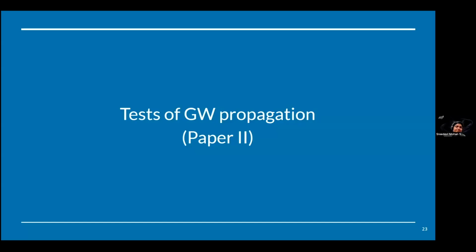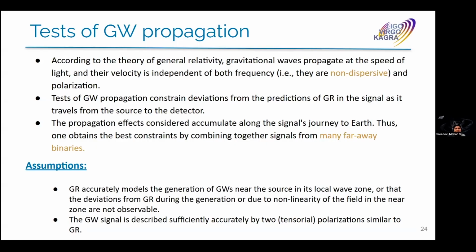Thanks, Jan. Now let's discuss the test of GW propagation, which you can also find in paper 2 of the GWTC-4 release. According to the theory of general relativity, gravitational waves propagate with the speed of light, and their velocity is independent of both the frequency and the polarization. The test of GW propagation, as the name suggests, tries to constrain the deviations from GR as the gravitational wave propagates through the fabric of spacetime.